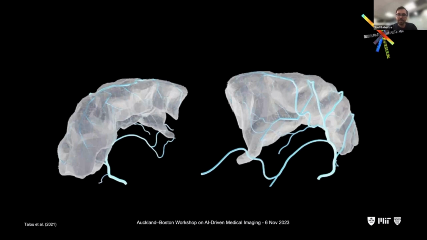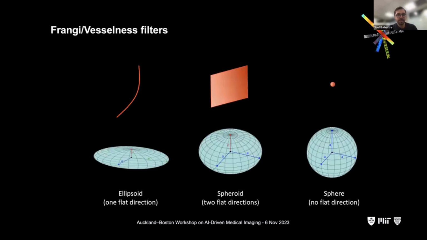sufficient to segment vessels. And if you go back to what you all used to do, what's used a lot for vessel segmentation are these Frangi filters or vesselness filters. And the idea is that vessels are the only things in the brain that are both thin and long.